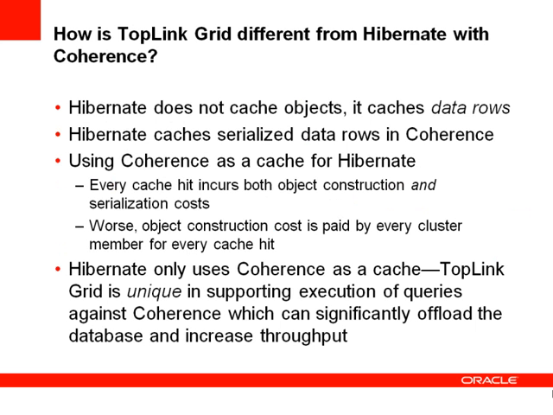How is TopLink Grid different than Hibernate with Coherence? The way Hibernate works is slightly different in that it doesn't actually cache the actual objects themselves, it caches data rows. And those data rows are serialized rows in Coherence when used with Hibernate. So when you have a cache hit, you still have to pay the object construction cost and the serialization cost to move the data across the wire. And it's paid for every cluster member for every cache hit. So Hibernate really only uses Coherence as a cache, whereas TopLink Grid is unique because it supports execution of queries and avoids object construction costs by storing the objects as objects themselves as opposed to data rows.